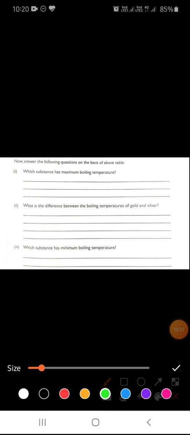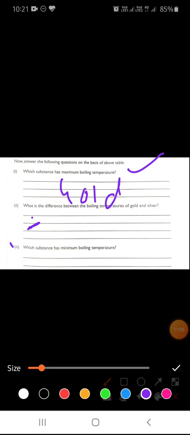So the first question is, which substance has the maximum boiling temperature? As you can see, the highest temperature is gold. So gold has the maximum boiling temperature. What is the difference between the boiling temperature of gold and silver? You can see gold's temperature is given as 2843.69, and silver's temperature is 143.27. So you have to find the difference, which means you have to do a subtraction. You will do this subtraction yourself.